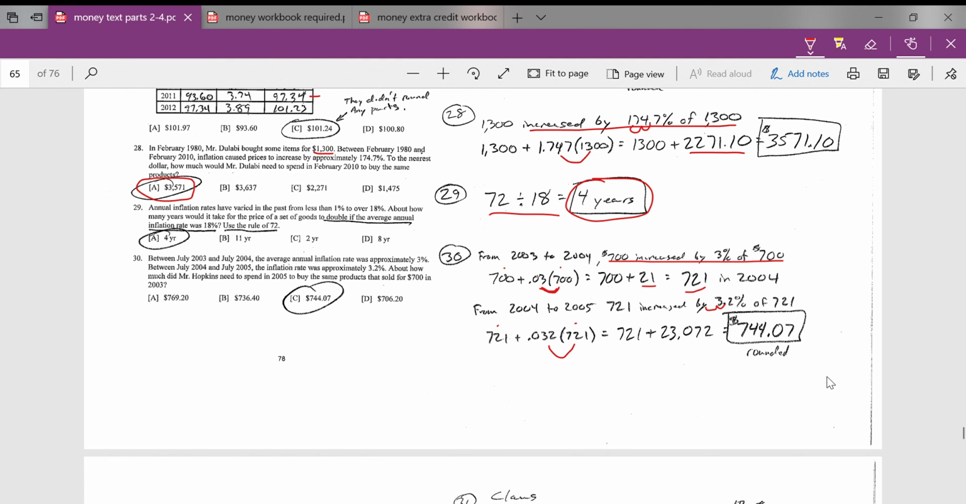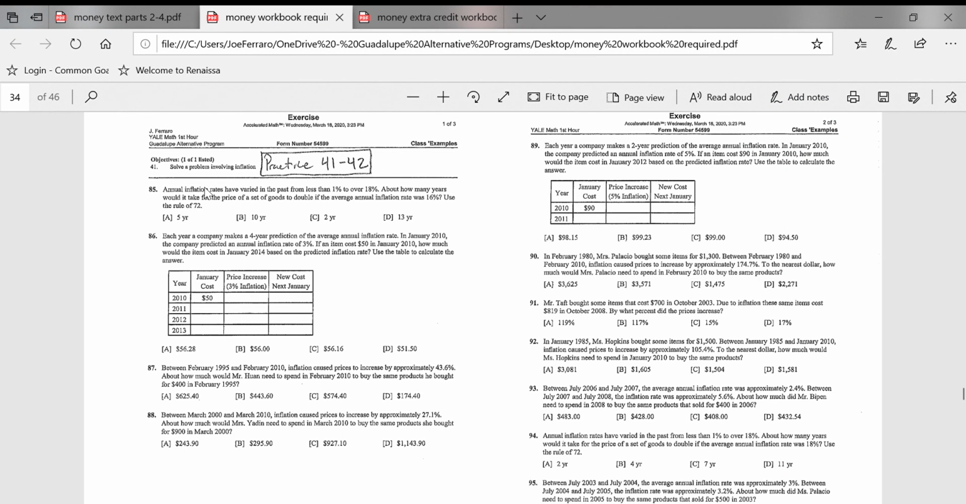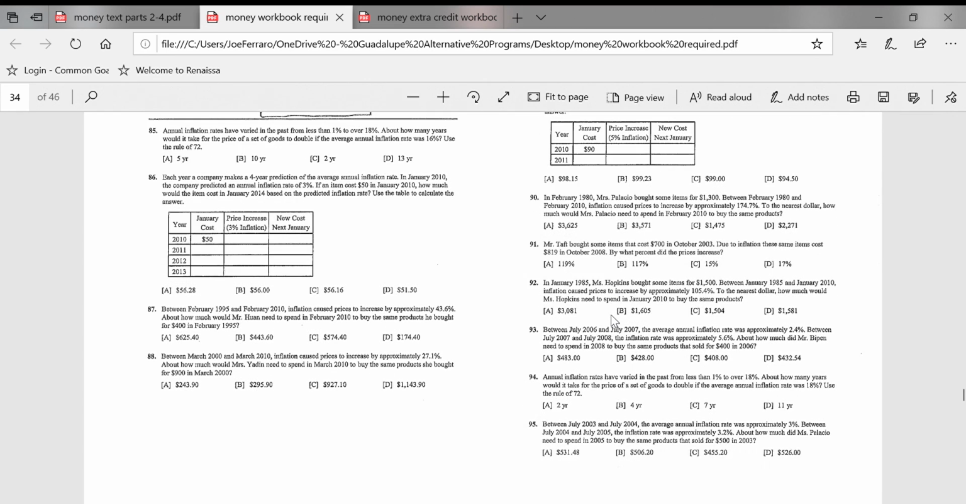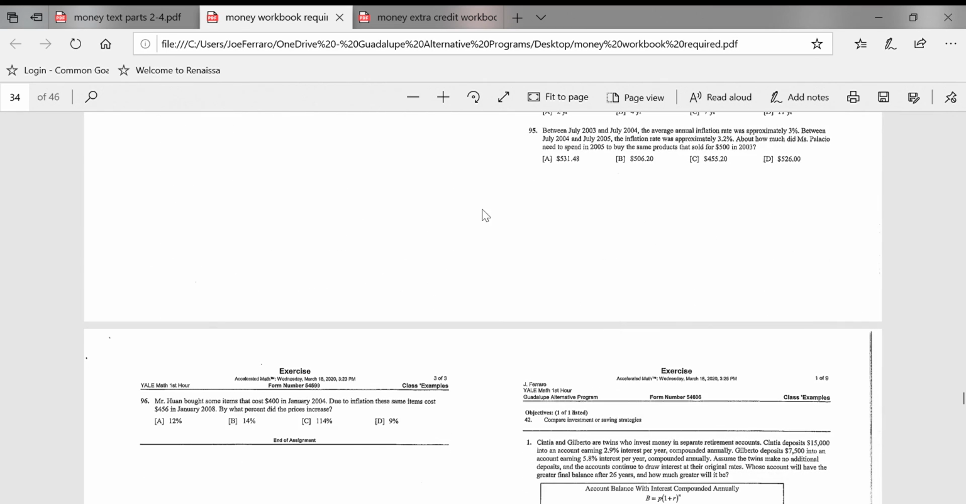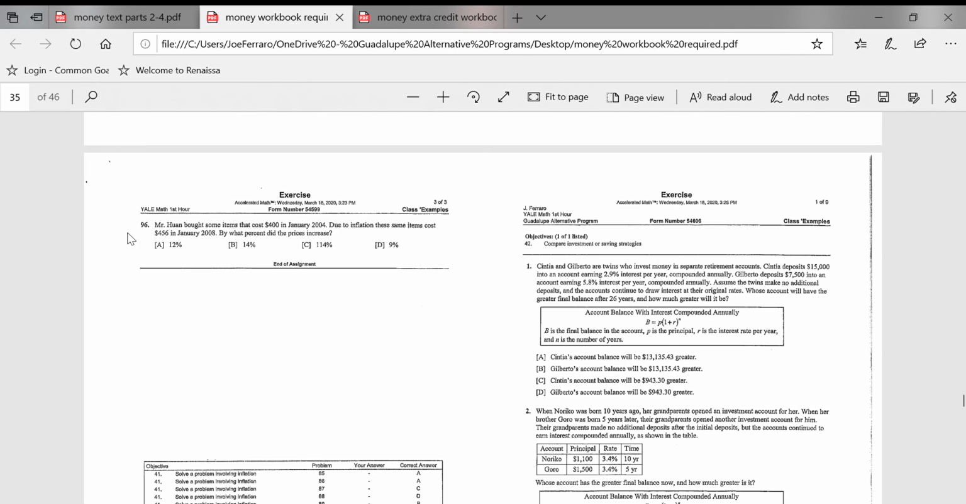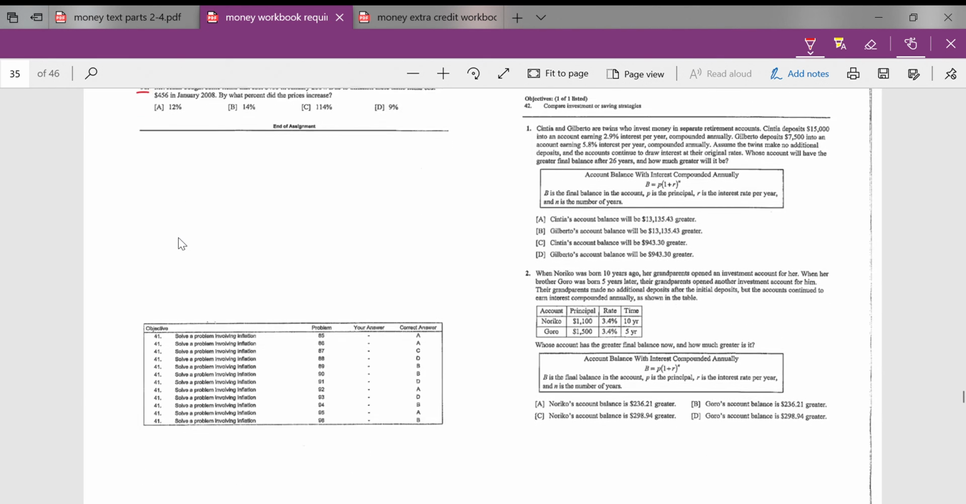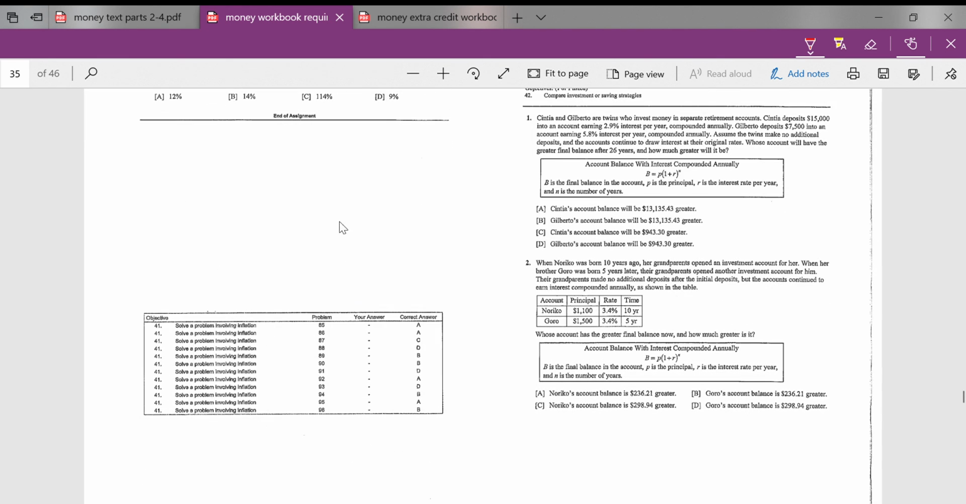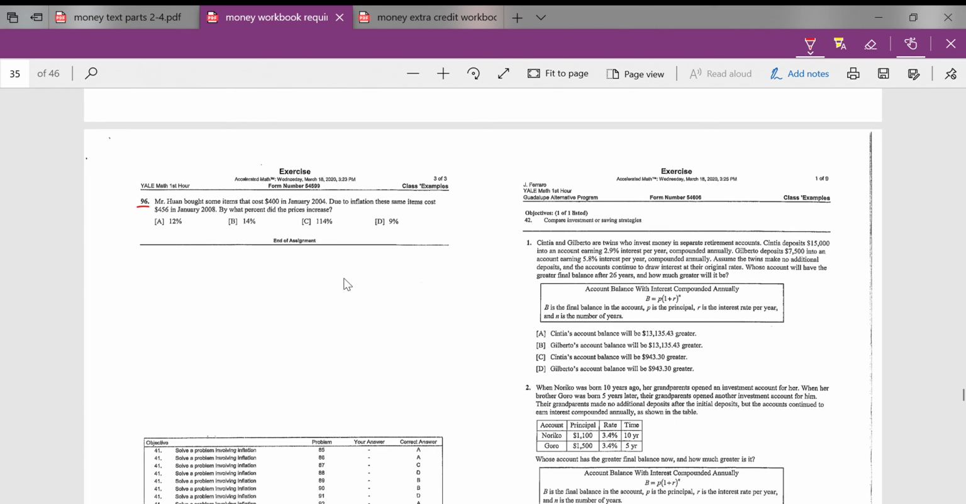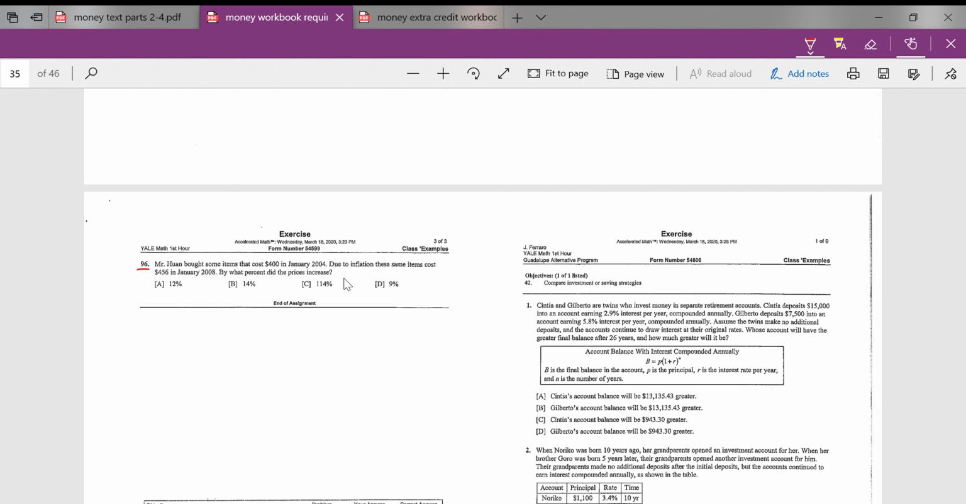So that is objective 41. Go into your money workbook to do some practice problems. It starts a new section of practice 41, 42. Again, there's 12 problems here. You don't necessarily need to do all 12. It goes on to the next page, up to problem 96, right here. And then here are the answers. So do some problems, check your answers. If it's going okay, go on to objective number 42 and do the same thing.